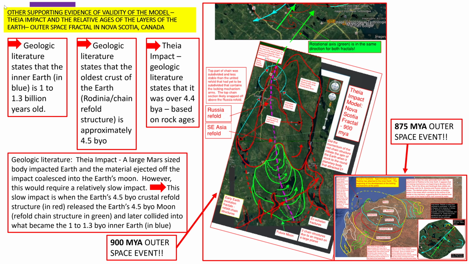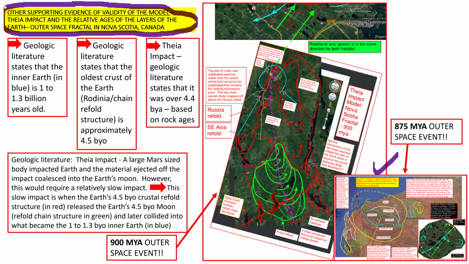Okay, other supporting evidence of validity of the model: the Theta impact and the relative ages of the layers of the Earth. Outer space fractal in Nova Scotia, Canada. And there's also one in Australia here. So this one's like 900 million years old in Nova Scotia. This is like 875 million years old in Australia.